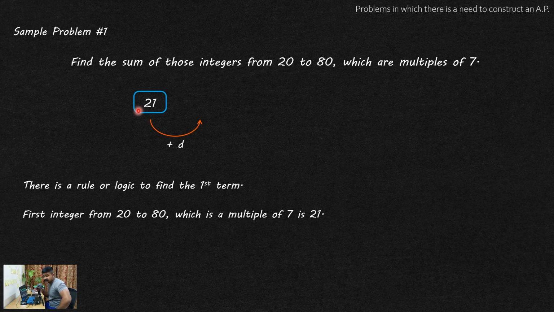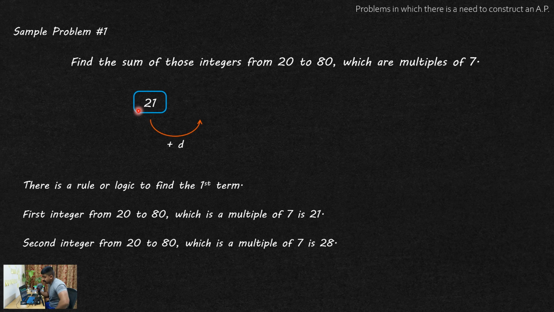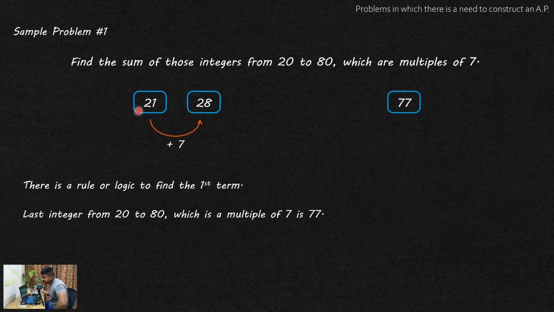At this point, D is still unknown. The second integer from 20 to 80 which is a multiple of 7 is 28. So we'll write 28 in the second box. You can simply see that D is equal to plus 7. Now the last integer from 20 to 80 which is a multiple of 7 is 77. So we'll put 77 at the last.